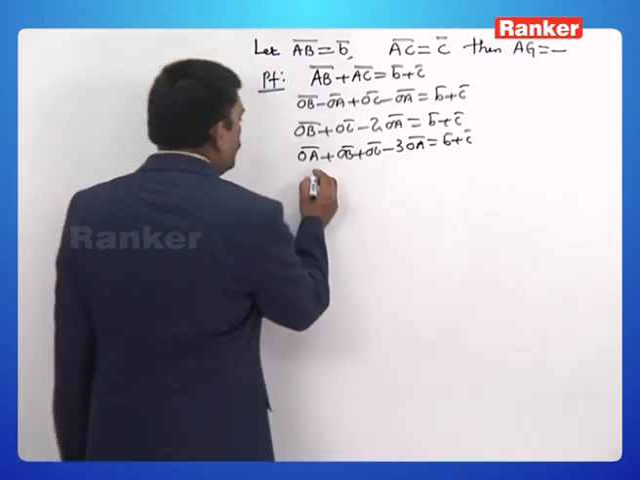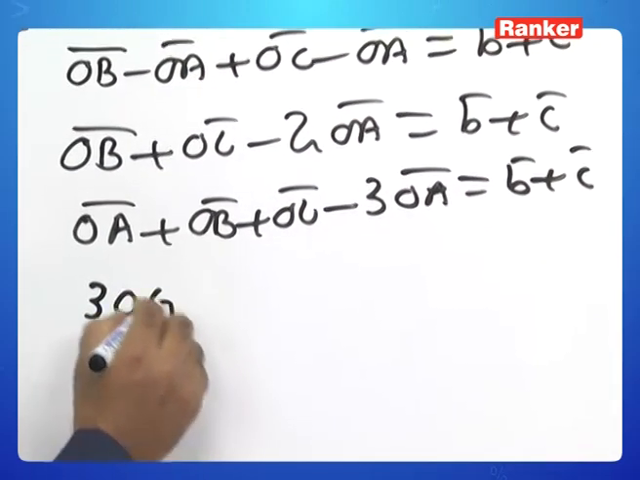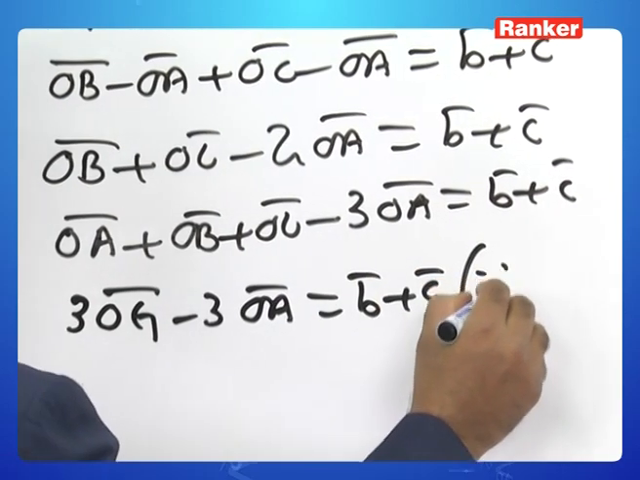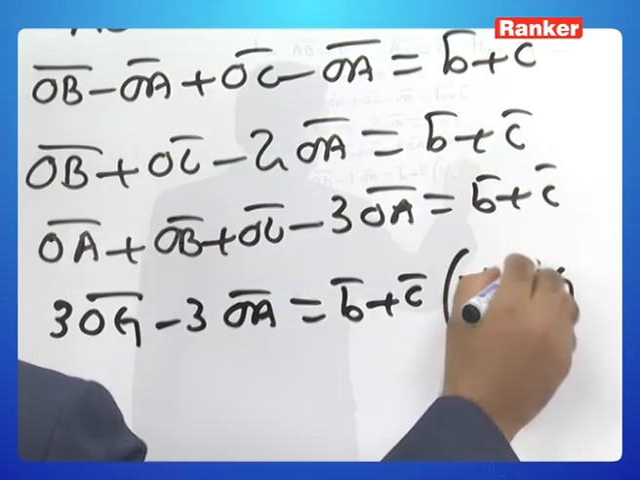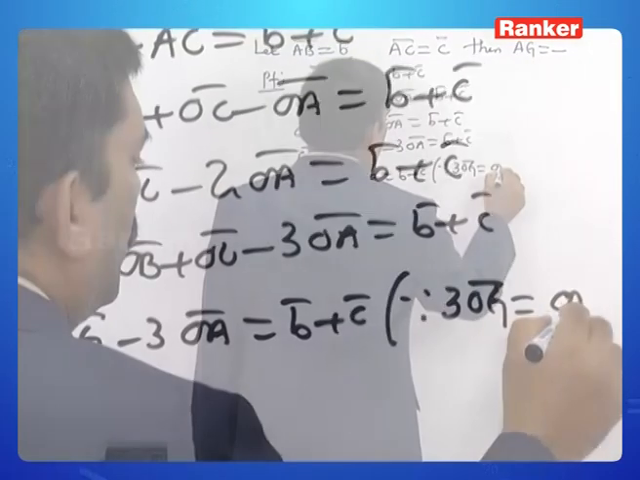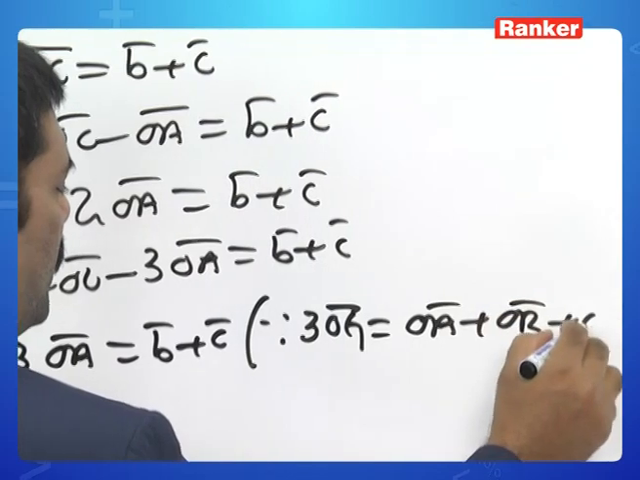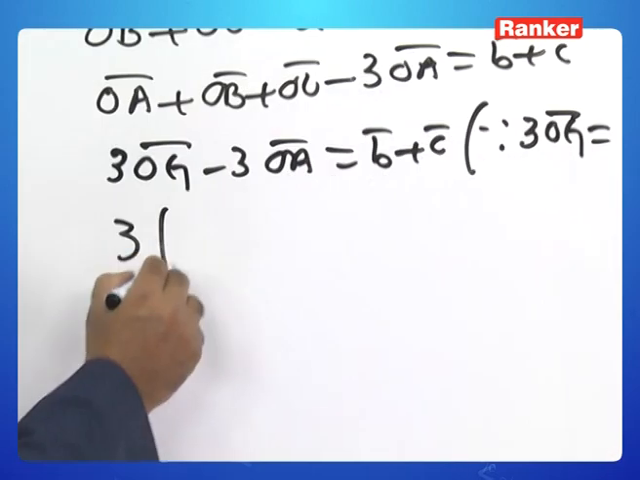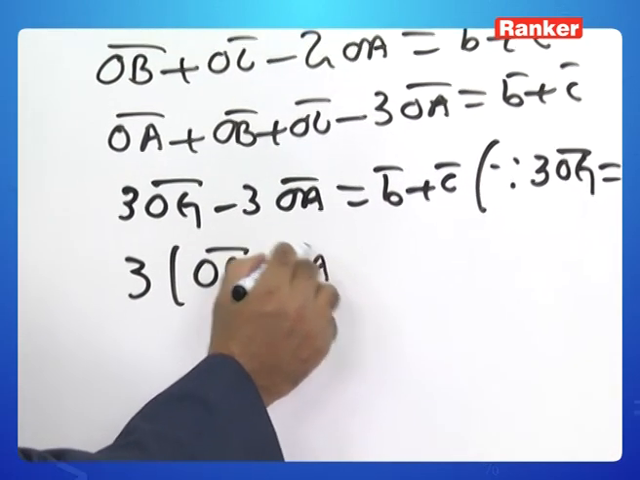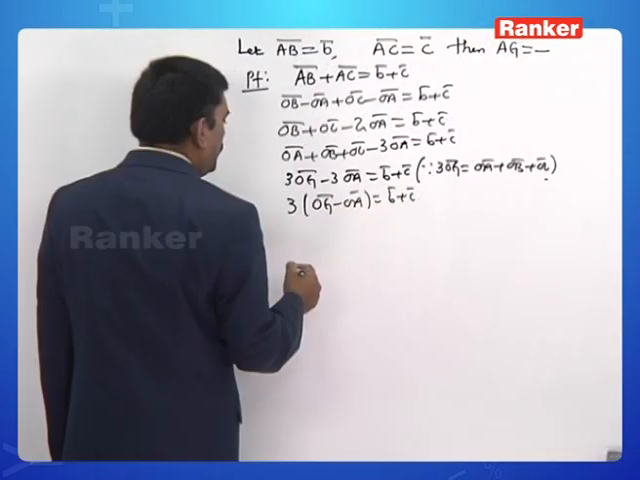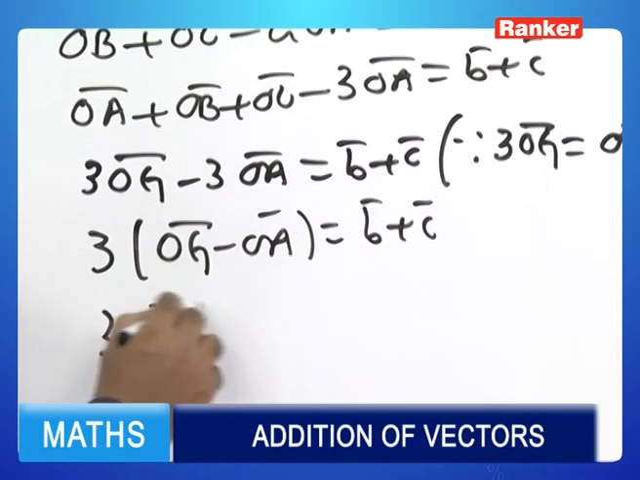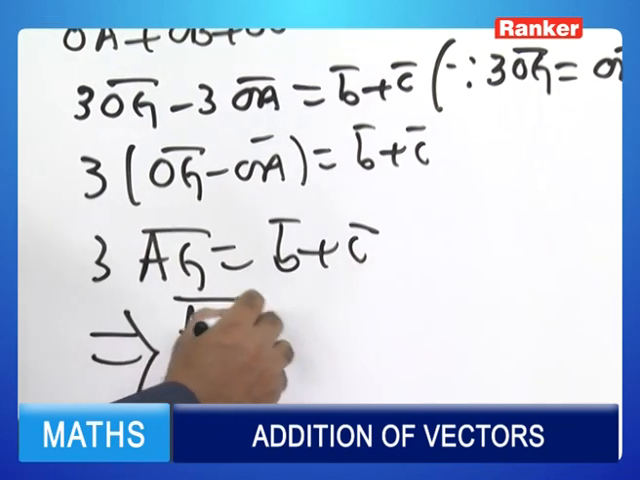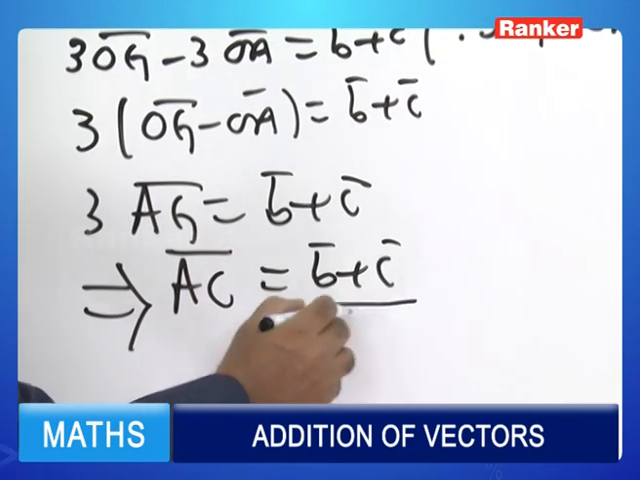So this can be written as 3 into OC bar minus 3 into OA bar is equal to B bar plus C bar, since 3 into OG bar is equal to OA bar plus OB bar plus OC bar. Take the 3 outside. Thus it becomes OC minus OA is equal to B bar plus C bar. Thus 3 into AC bar is equal to B bar plus C bar, which implies AC bar is equal to B bar plus C bar by 3.